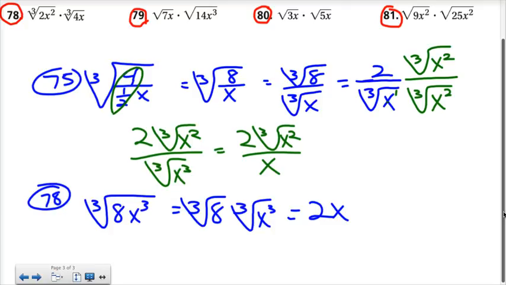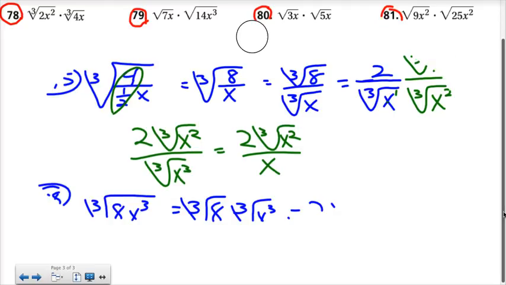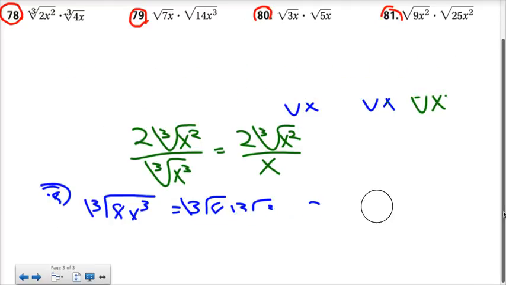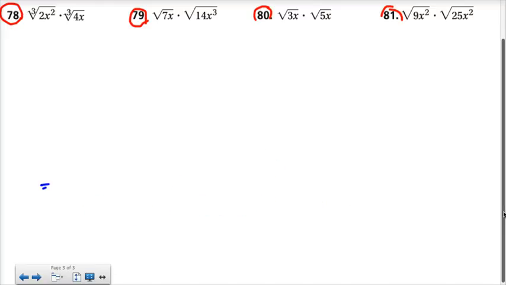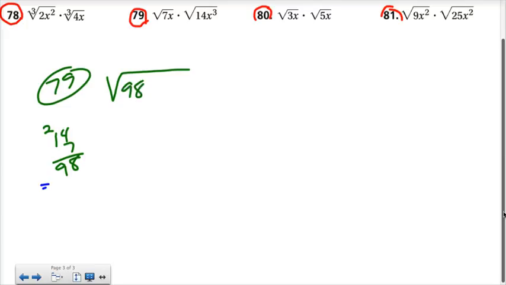Number 79. All right, so 79. Again, I have 2 square roots and I need to multiply, so I can go ahead and do that multiplication because I have square roots here. So what I need to do is 14 times 7, which gives me 98. And then x to the first and x to the third, when we multiply similar bases, we add the exponents. So now I'm looking for the square root of 98 and the square root of x to the fourth.